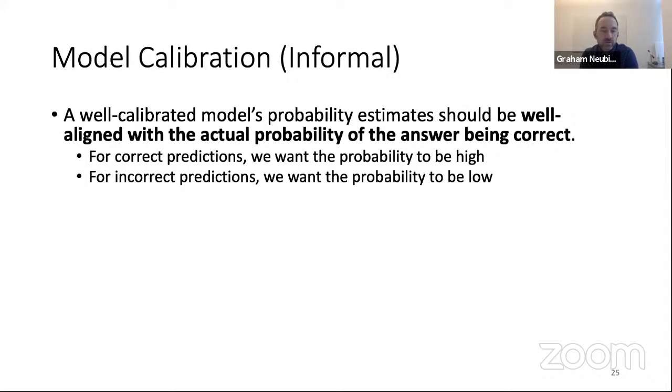So what is calibration? Calibration basically says that if a model is well calibrated, the probability estimates over an output should be well aligned with the actual probability of getting the answer correct. So if the model says, I think this is the answer and I have 95% confidence, it will be right 19 times and wrong the 20th time. And if it says, I think this is the answer, but my confidence is 5%, it should be wrong 19 times and right the 20th time.